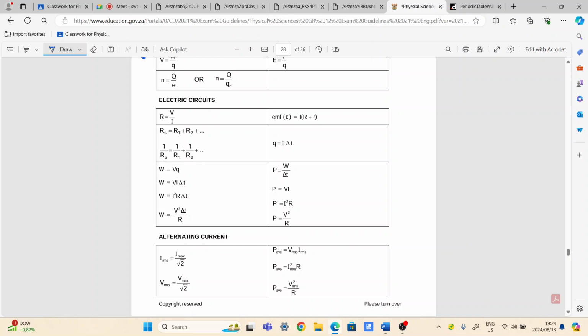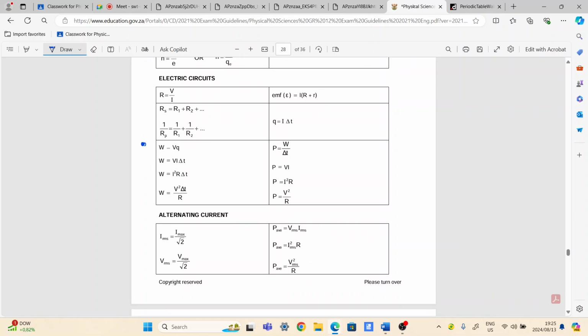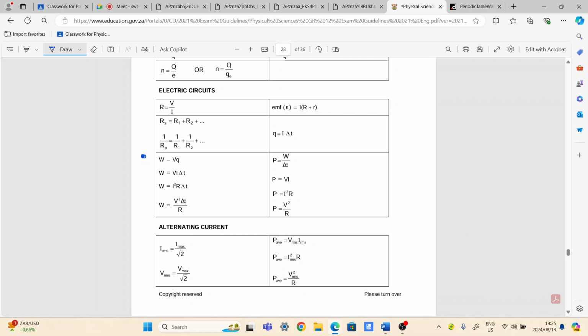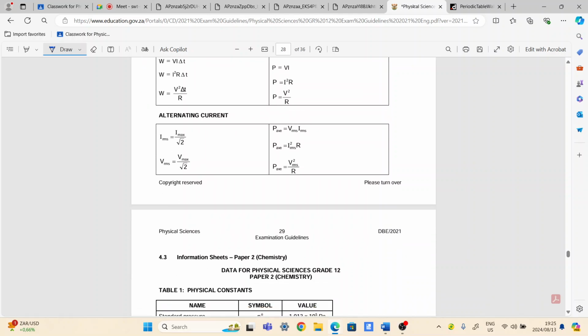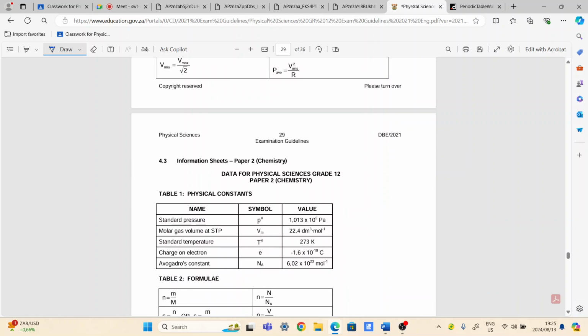Electric circuits is also not too complicated. I didn't find this too complicated when I was doing physics in high school. It's just about understanding what they're trying to ask, breaking down the word question that they give you, and basically just trying to picture it as a diagram. Helps a lot when it comes to electric circuits. Alternating current is a maybe. I don't think they focus too much on alternating current, so there won't be a lot of marks there.